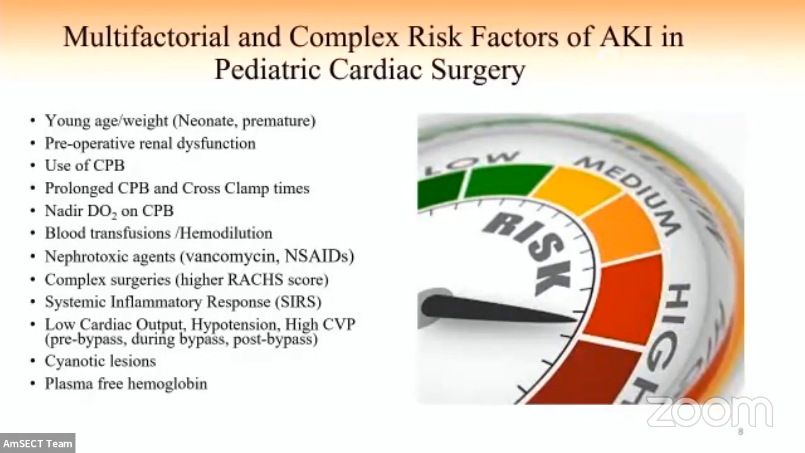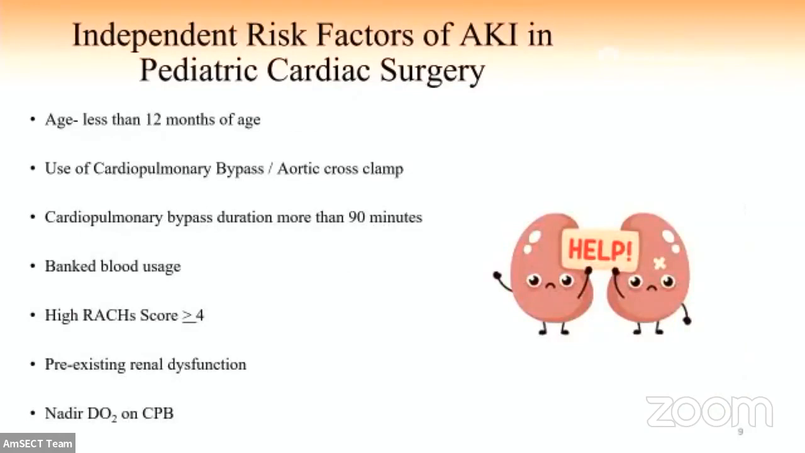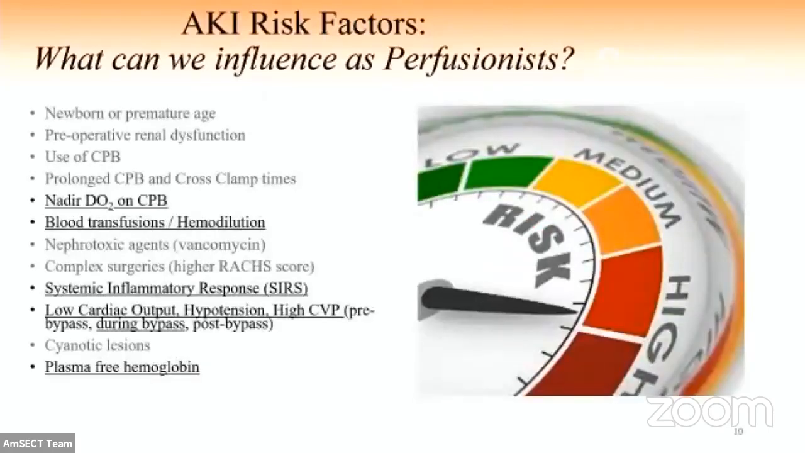There are many risk factors of AKI in pediatric cardiac surgery. As you can see, the list is extensive, and there's probably more we can put on this list. There are also independent or standalone risk factors of AKI in pediatrics: age less than 12 months, use of bypass, use of cross clamp, cardiopulmonary bypass duration more than 90 minutes, bank blood usage, a high RACHS score, pre-existing renal dysfunction, and your nadir or lowest DO2 on bypass.